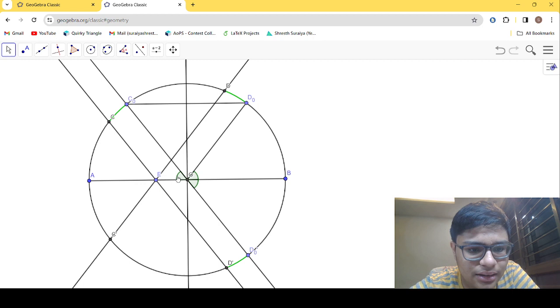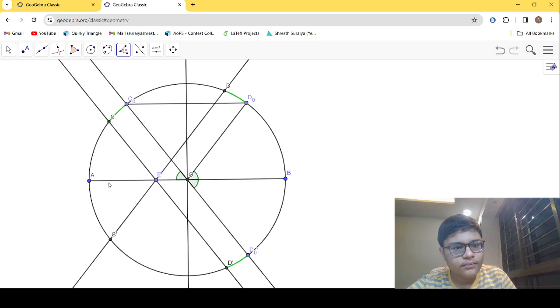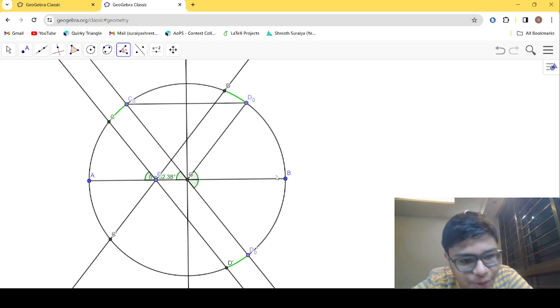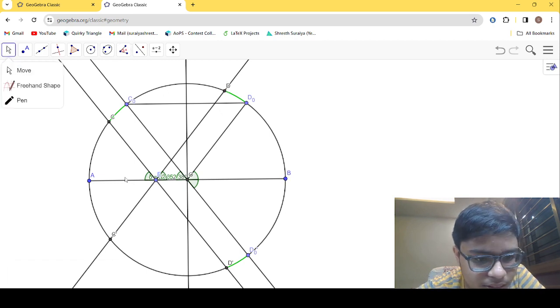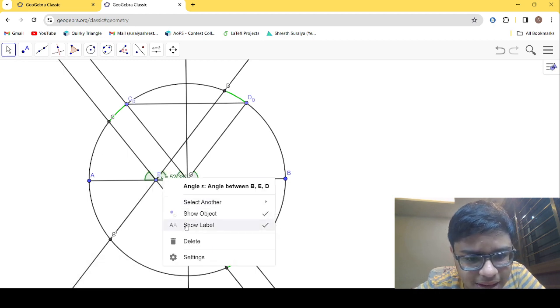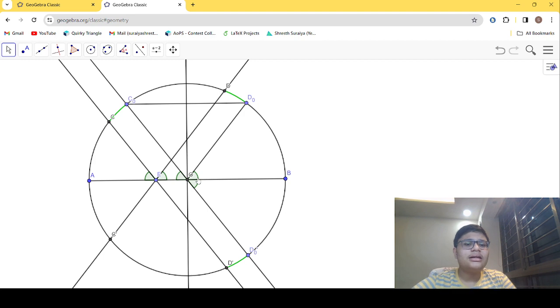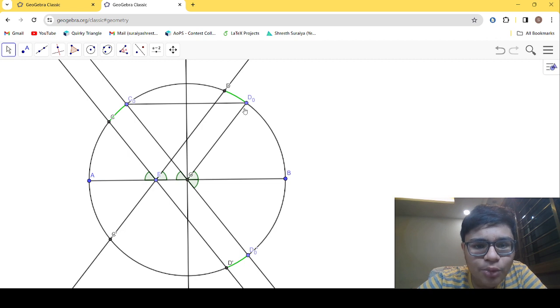So this angle and this angle, I'll just mark them. Yeah, so that angle, and as you can see, it's coming 52.38 degrees, but that is the angle. I'll just remove the label so that it's more clear. Okay, so those angles should be equal. Now this is also equal to these angles, right? Because these angles are also 90 minus theta and 90 minus theta. So this basically means that ED is parallel to OD naught and EC is parallel to OC naught, right?